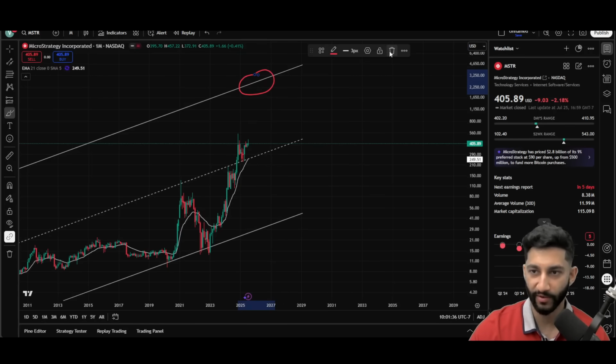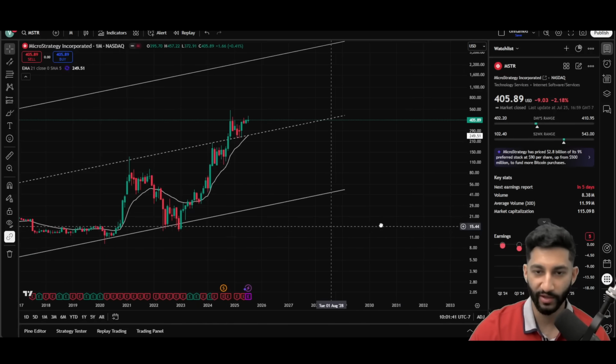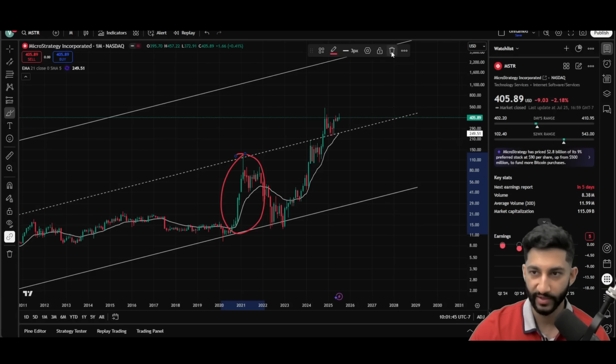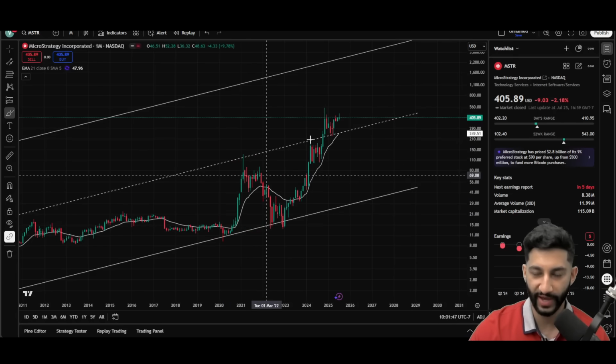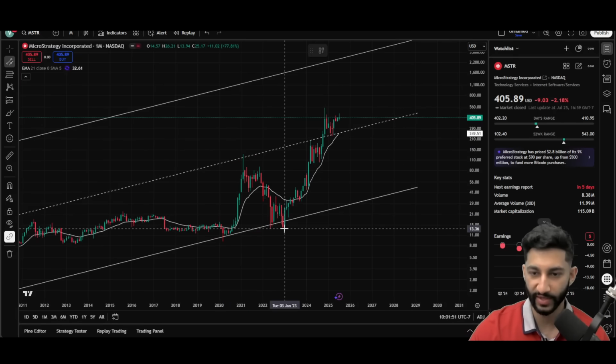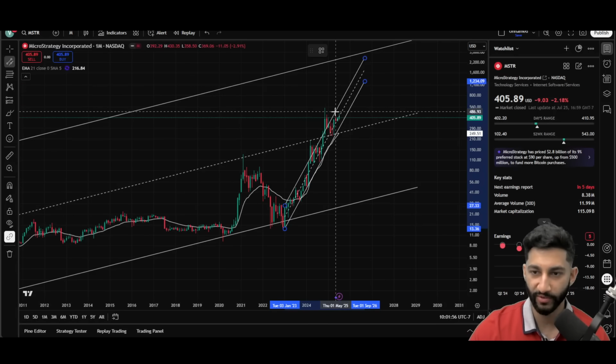It could take longer to play out than the end of this year, but overall the trend is still looking pretty good. It looks a lot more structured than this blow-off top right here. This was just months and months of green action. We're seeing more of a structured approach as of right now. So this has a lot of room to run, basically. And if you draw a new channel, this one is still being respected.